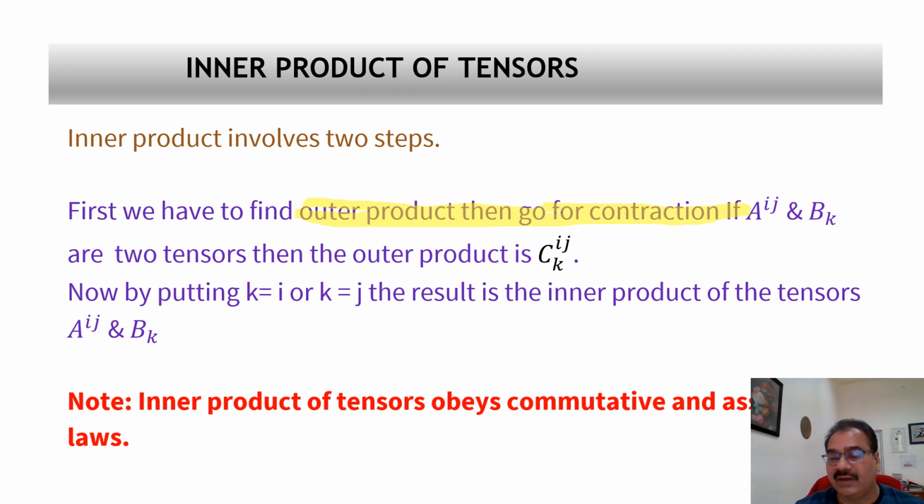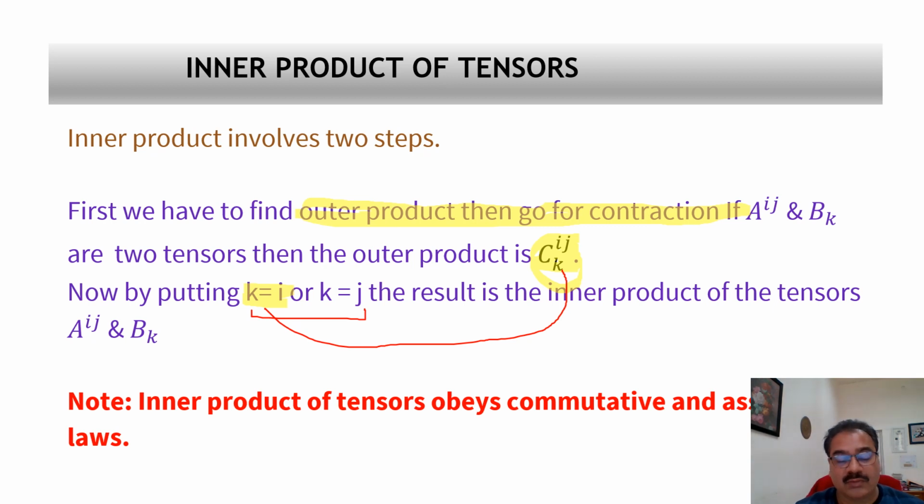If A^ij and B_k are two tensors, of course contravariant and covariant tensors, then their outer product is known as C^ij_k. This is a mixed tensor. Now, mind that we can put k equal to i, or k equal to j. It is our option; we may put either one. Then the result is the inner product of the tensors A^ij and B_k.